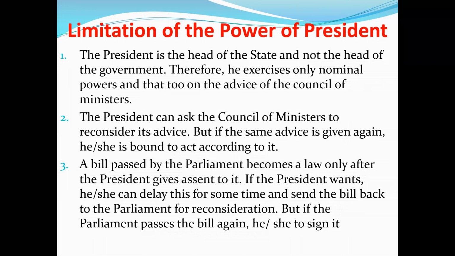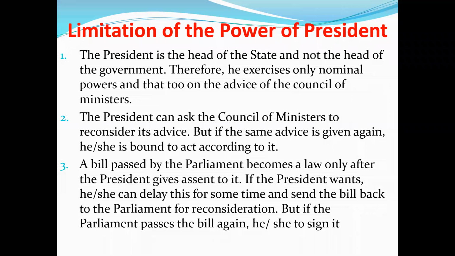The President can ask the Council of Ministers to reconsider its advice, but if the same advice is given again, he or she is bound to act according to it. We are also aware that the President works as an advisor, and if the Council of Ministers wants to pass any rules and regulations, they finally send them to the President. The President can just give his advice, उसको reconsider करने के लिए अपनी advice दे सकता है, but if the same bill and policies are sent again to the President of India, the President is bound to act according to it.